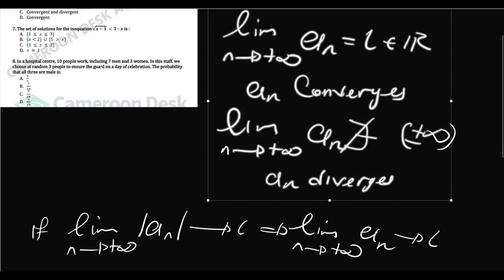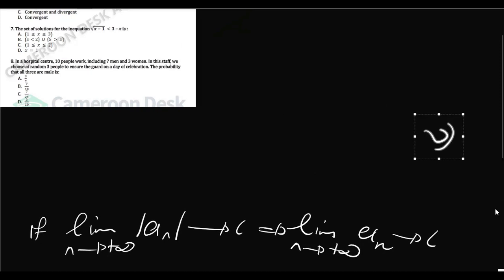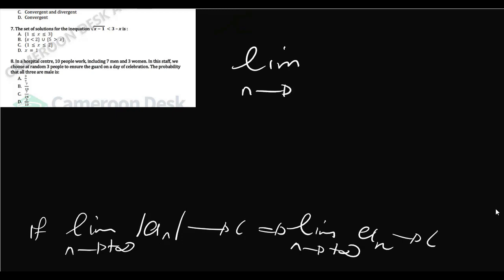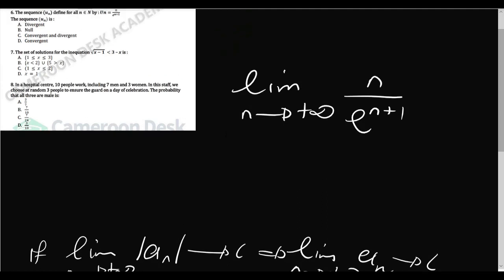So let's get started with the question. We have to test if that sequence u_n is convergent or divergent. So we are going to evaluate the limit as n approaches positive infinity of u_n. u_n is given by n divided by e to the power n plus 1, as displayed on the screen.